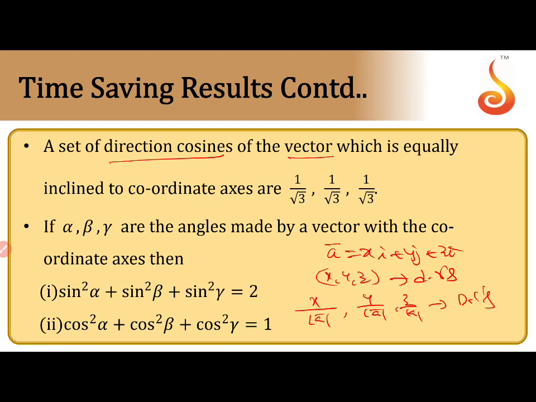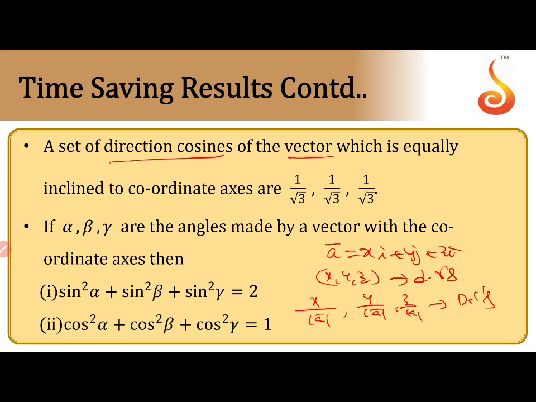DCs of a vector and DRs of a vector. That means vector components are DRs, unit vector components are DCs only. So now, the condition: a set of diagonals of a vector which are equally inclined to the coordinate axes. Equally inclined to the coordinate axes means x, y, z are all the same. That means x by root over x square plus x square plus x square, that means root 3 into x square. x cancels, so 1 by root 3, 1 by root 3, 1 by root 3.